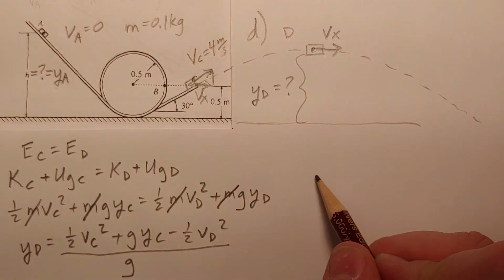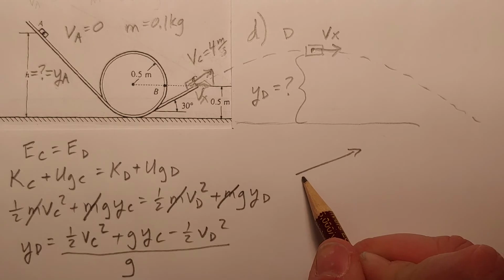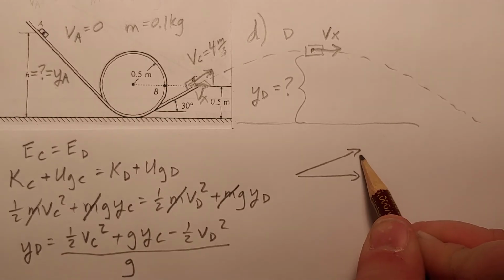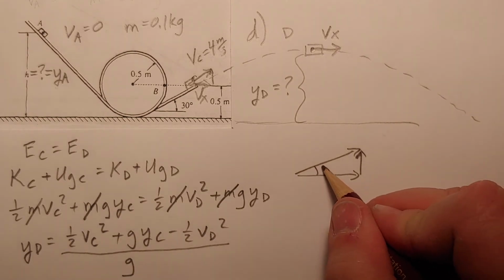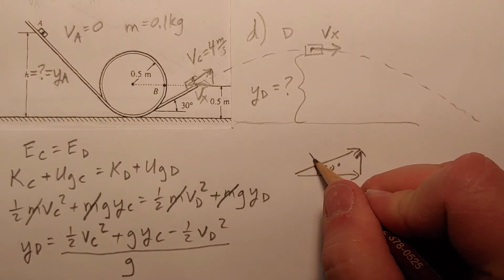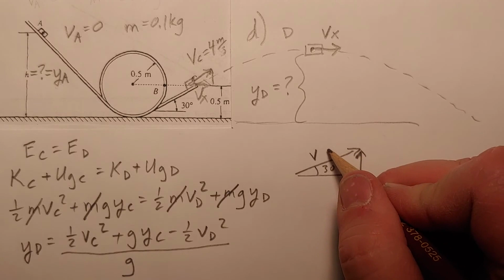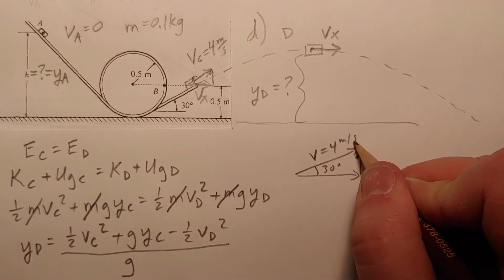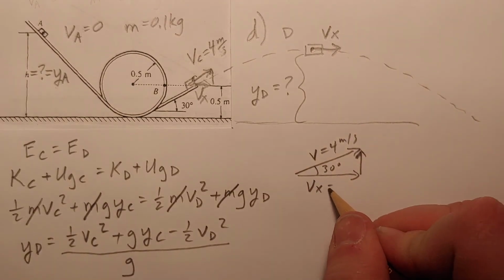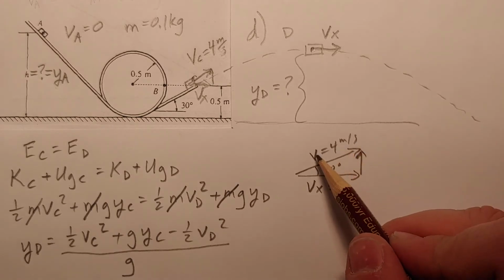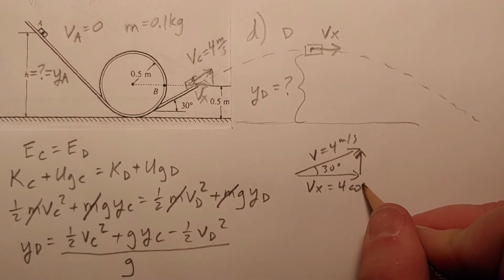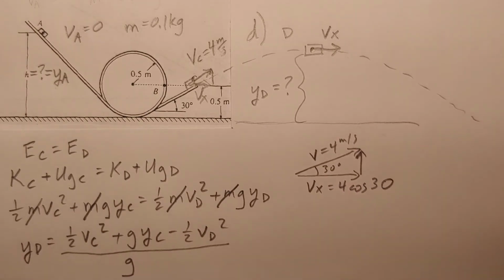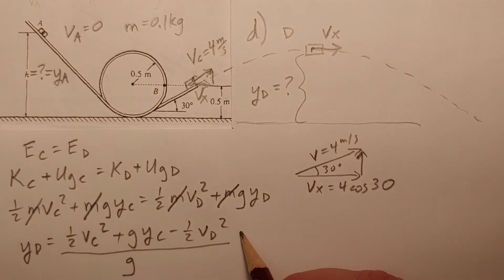So we'll set up our projectile initial configuration. We know this is 30 degrees. We know that our muzzle velocity is 4 meters per second. We're looking for Vx, which is going to be the hypotenuse times the cosine of our angle, so 4 cosine 30. And so we should be able to just plug everything into this equation and get our answer.